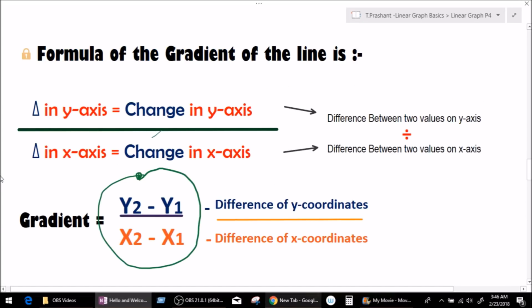So as we all know, the formula for the gradient of a line is y2 minus y1 divided by x2 minus x1. Now what are this y2 and y1?